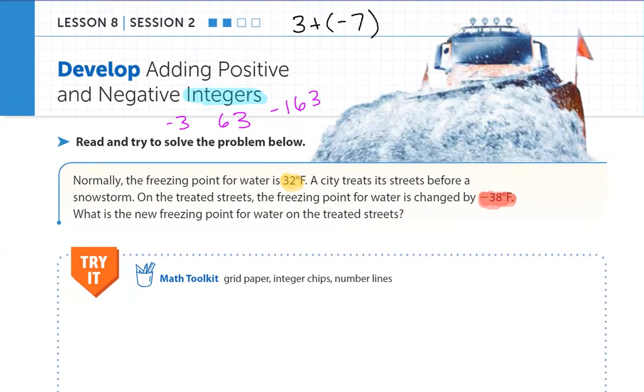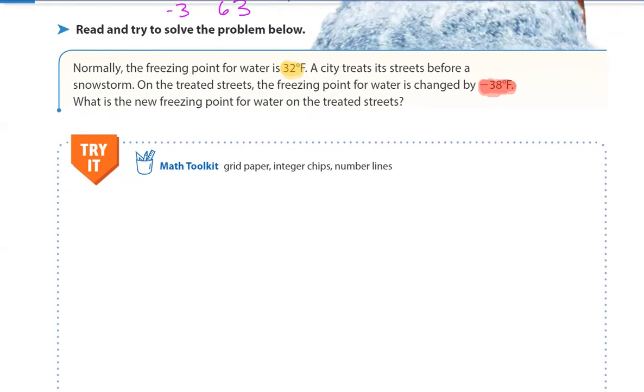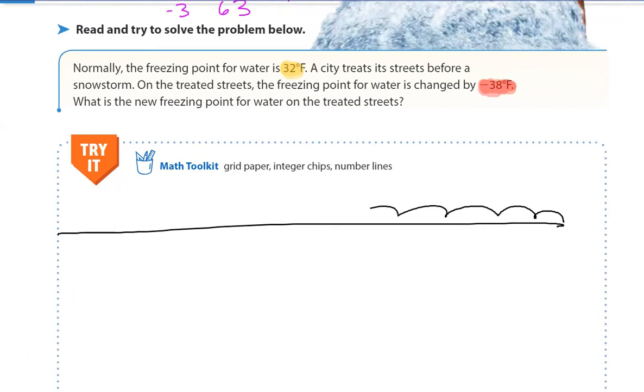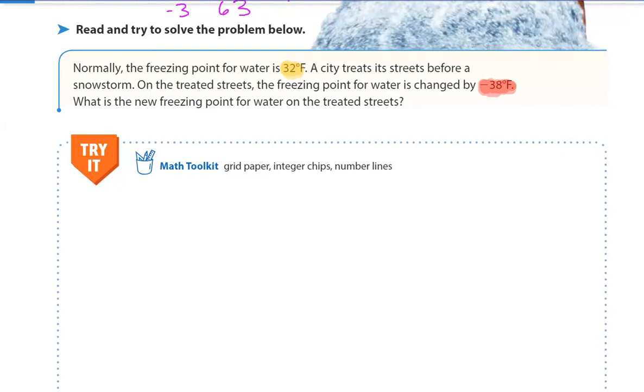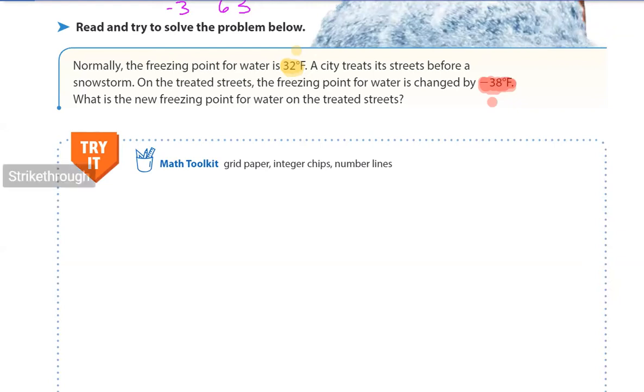So you could use a number line for this. You can draw a number line all the way from, I don't know, negative 10 to positive 32 and go back by 38. You can totally do that. You can do the positive integer chips and negative integer chips, and then cancel out the zero pairs. You can do whatever you want. It's kind of a lot of integer chips, but I think that's what I'm going to do. You're going to have to sit here and watch me make all these dots. If you think you can do this without me, you can fast forward, but this is what I'm going to try. So let's see. I'm going to try to keep these lined up.